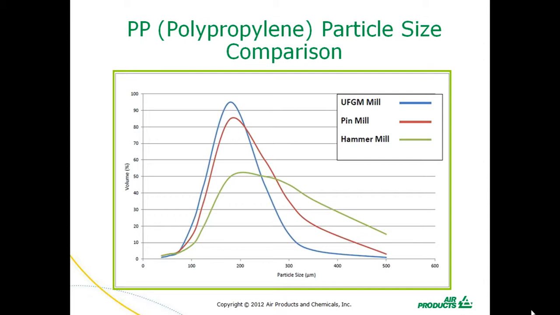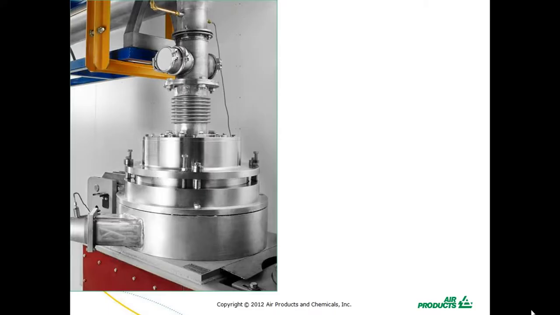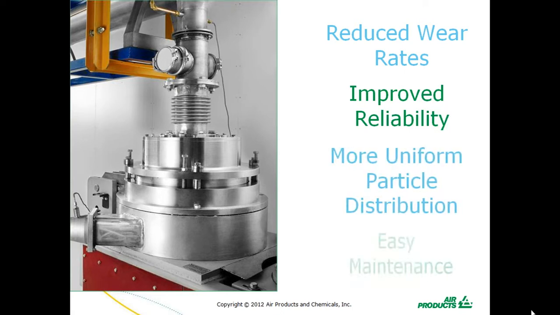This slide shows an example of the particle size distribution achieved on the pin, hammer, and Air Products grinding mill technologies. The different grinding technologies provide varied particle sizes, with the ultrafine grinding mill giving the finest grind. The key advantages of the PolarFit ultrafine grinding mill are reduced wear rates, improved reliability, more uniform particle size distribution, and easy maintenance.